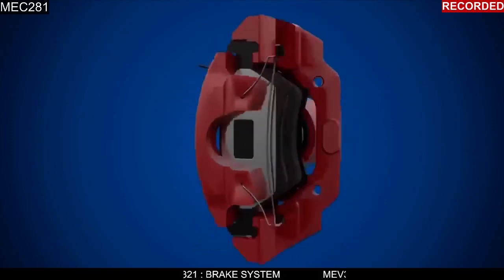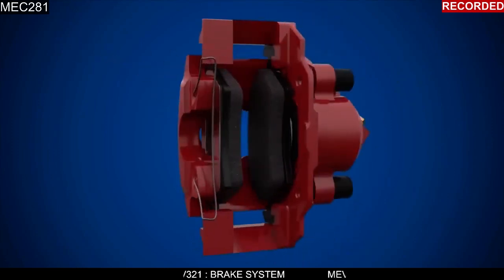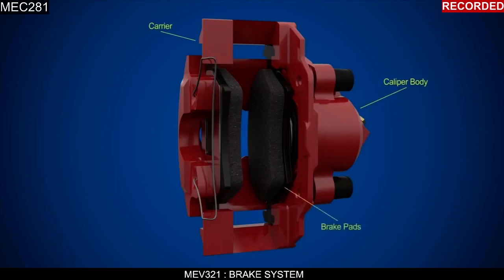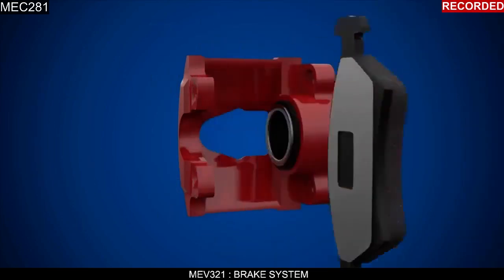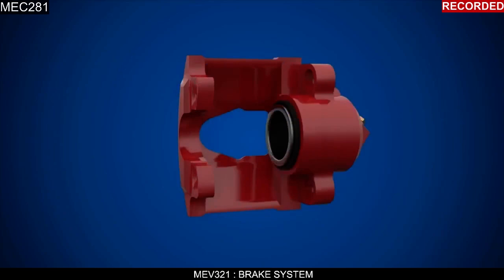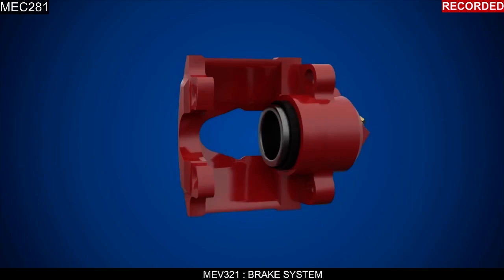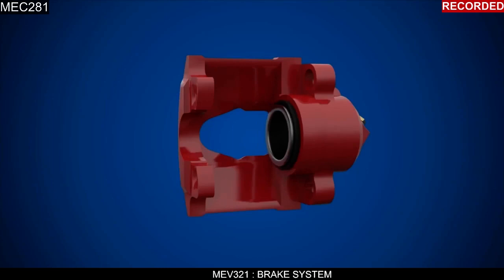The brake caliper assembly provides the mechanism for squeezing the brakes against the brake disc. It typically comprises a caliper body, carrier, and brake pads. First, let's look at the caliper body. When the brake pedal is pressed, pressurized hydraulic fluid pushes out the piston. When the brake pedal is released, the piston reverts back to its original position. Externally, an outer seal and dust boot protects the piston from dust and contamination.